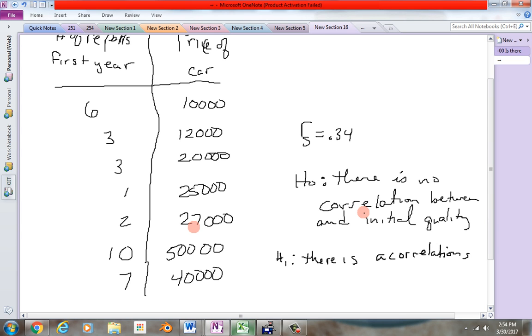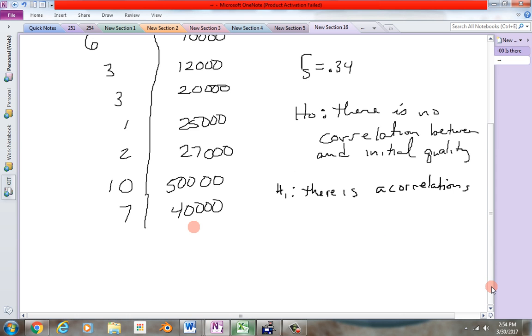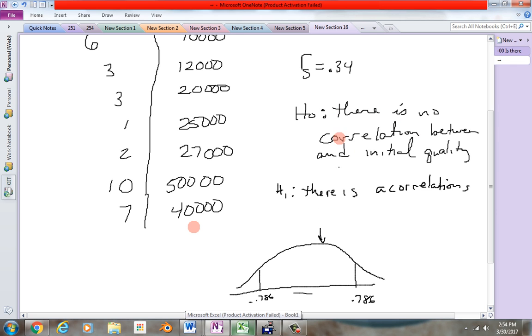So, here's the deal. For 7, which is how many different cars we looked at, that's n equals 7, we had 0.786 as our critical value. So again, if you want to draw a picture to envision it, negative 0.786 on one side and positive 0.786 on the other side. We are in here somewhere. And what does that mean? It failed to reject. There is no correlation between them. Okay? Pretty easy to do.